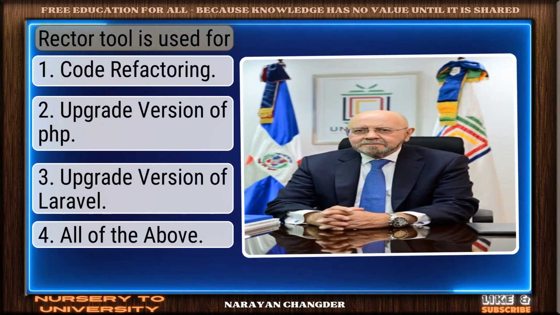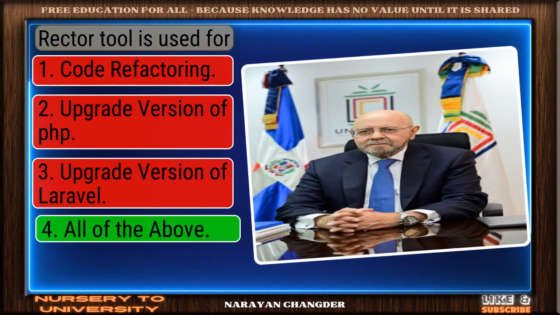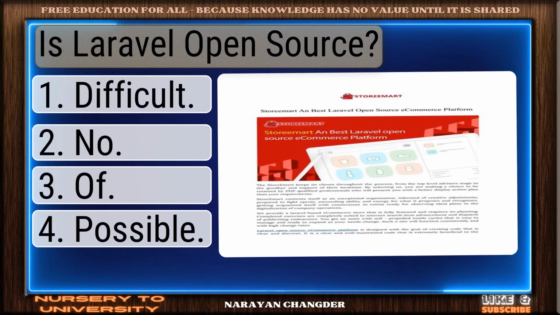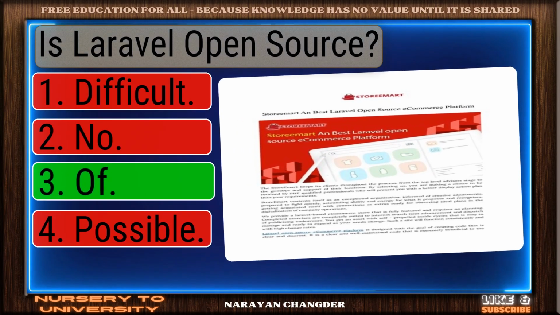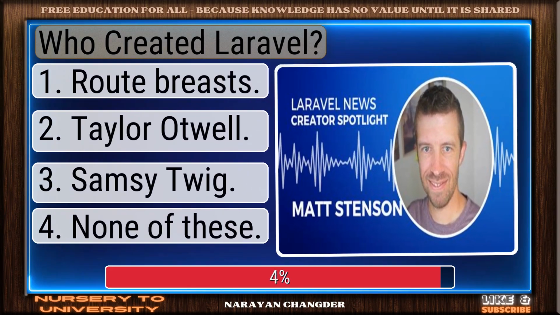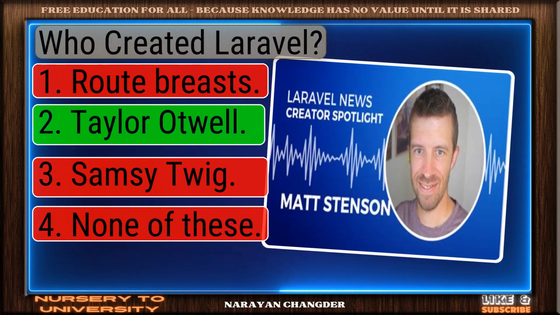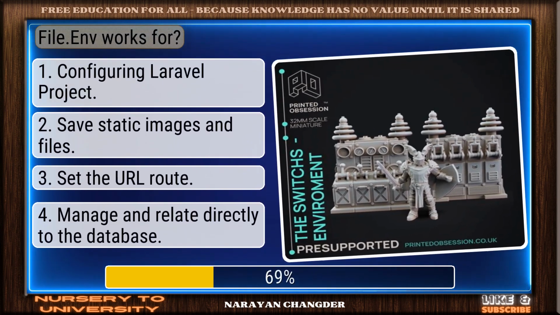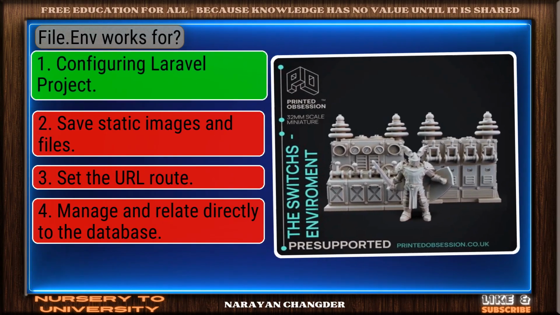Question number 75. Rector tool is used for. Right choice. All of the above is the best answer. Question number 76. Is Laravel open source? Correct response. Yes is the most accurate answer. Question number 77. Who created Laravel? Excellent. Taylor Otwell is a brilliant choice. Question number 78. What does the .env file work for? Nice work. You chose configuring Laravel project, and it is correct.